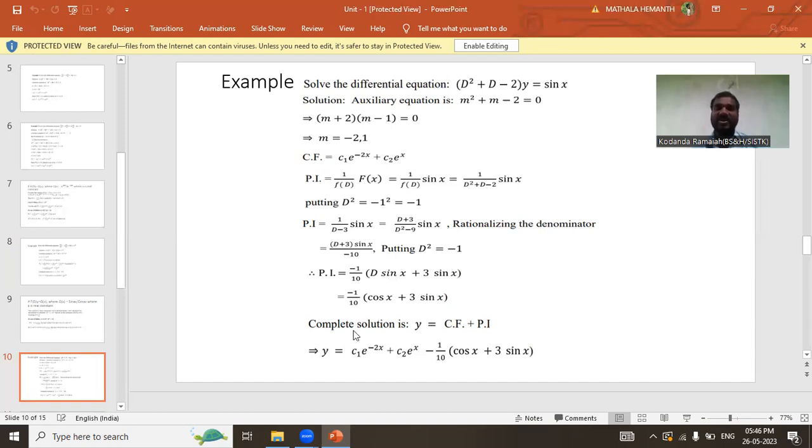Therefore, the general solution y equals complementary function plus particular integral. The complementary function is c1 e power minus 2x plus c2 e power x. The particular integral is minus 1 by 10 into (cos x plus 3 sin x). The sum of the two gives y equals c1 e power minus 2x plus c2 e power x minus 1 by 10 into (cos x plus 3 sin x). This is the required general solution for the linear differential equation with RHS term equal to a trigonometric function.